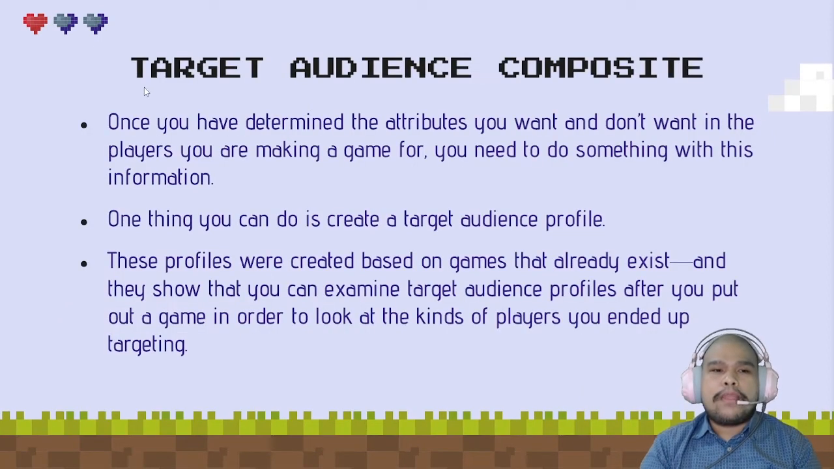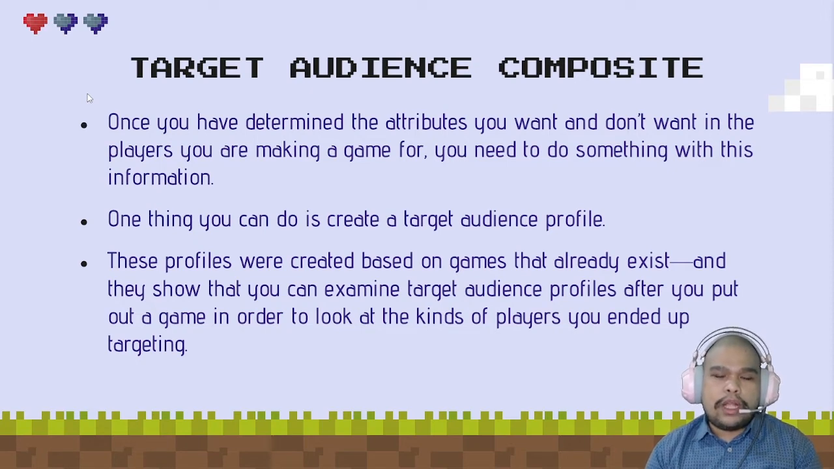So, ano ba yan? First, once you determine the attributes that you want and don't want in the players you are making in the game, you need to do something with this information. So, kanina, diniscuss natin yung different type of attributes of your players. One thing you can do is to create a target audience profile. So, kung alam mo na yung mga attributes ng mga players kanina, like yung age, yung tolerance level nila, yung skill nila, pwede ka na ngayon gumawa ng target audience composite. So, this is basically an audience profile based on sa mga attributes na pinakita natin kanina.